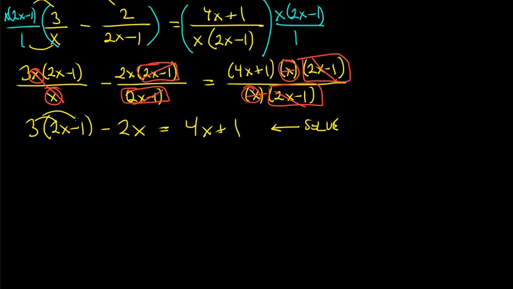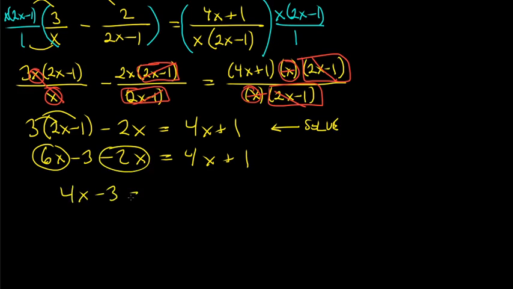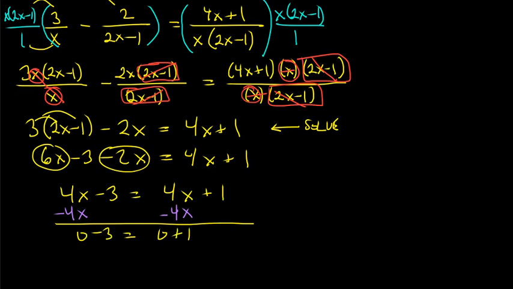So if we multiply this out, we're going to get 6x minus 3 minus 2x equals 4x plus 1. So 6x minus 2x is 4x, minus 3 equals 4x plus 1. All right, so I can subtract the 4x from both sides. And when I do that, on the left side I have 0 minus 3, and on the right I have 0 plus 1. So I get negative 3 equals 1. But wait a minute, negative 3 is not equal to 1. That's false. That's wrong, right?